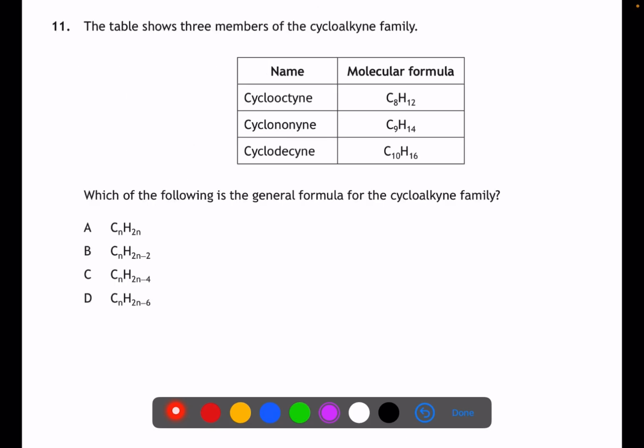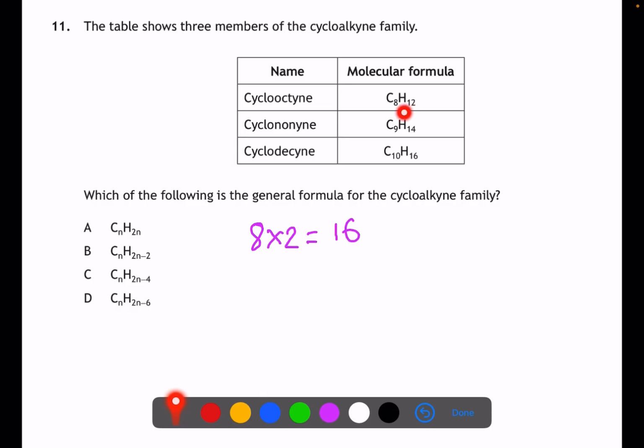Question 11. The table shows 3 members of the cycloalkyne family. So we have cyclooctyne, C8H12, cyclononyne, C9H14, and cyclodecyne, C10H16. Which of the following is the general formula for the cycloalkyne family? The best way to tackle this is to start with the CnH2n and work from there. So where we have 8 times 2 would be 16.